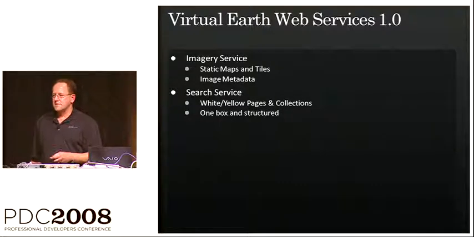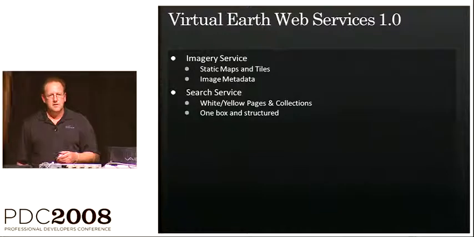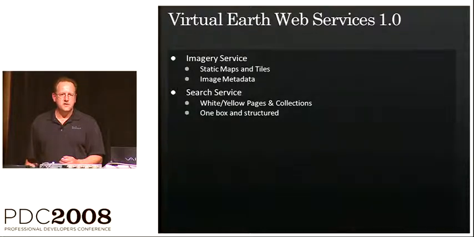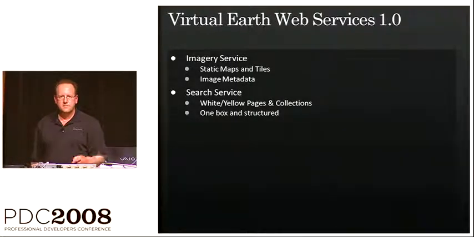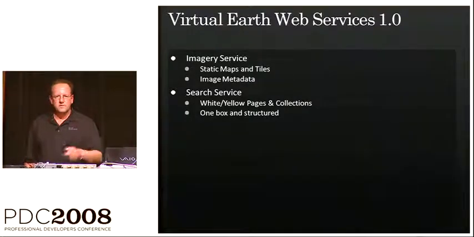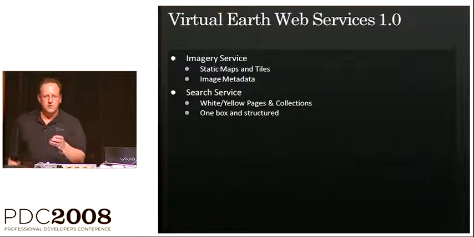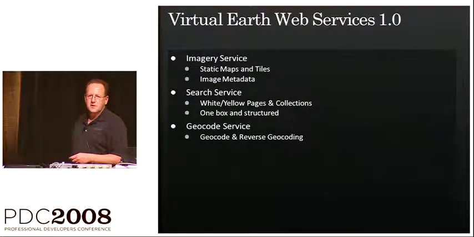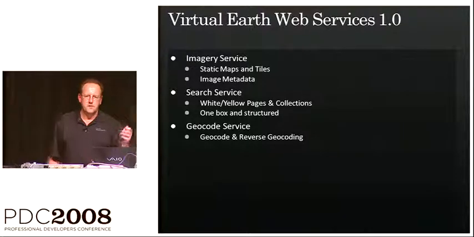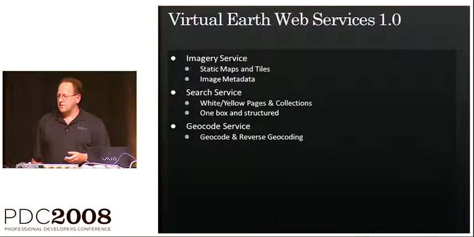Our second service is the search service, providing programmatic access to our white and yellow pages points of interest database, as well as user-generated collections. You've also got some flexibility where you can do a one-box search, so any input that you get from your customers, you can pass straight in and we'll parse it. Or you can do a more structured search with keyword and location. The third service is our geocode service, with support for regular geocoding as well as reverse geocoding.